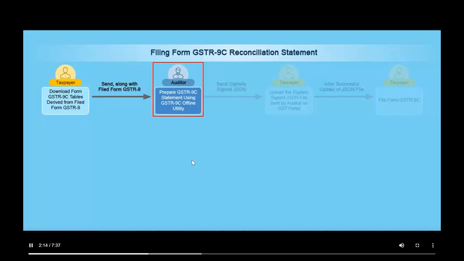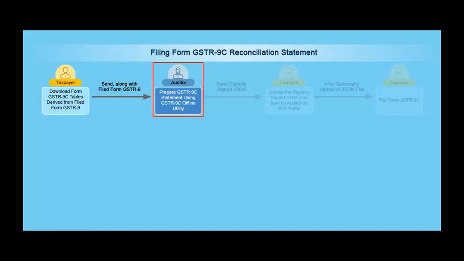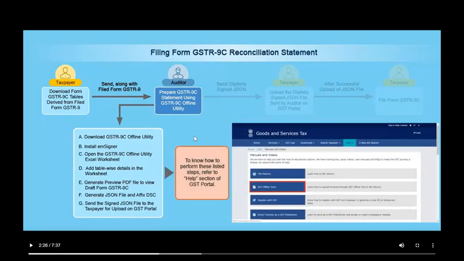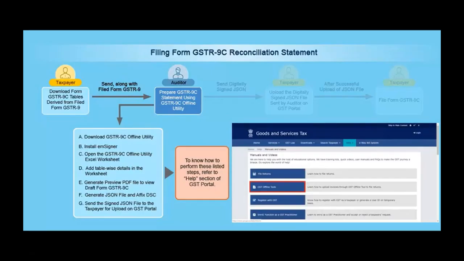Download GSTR 9C offline utility and prepare the GSTR 9C statement in it. All the steps that the auditor will perform before sending the signed JSON file to you are listed here for your reference. Actually, this auditor provision is not there at present, but assume that you assign it to somebody to do it, so they can also do it. But for your knowledge purpose, you can continue.